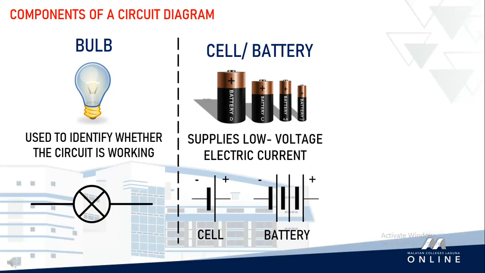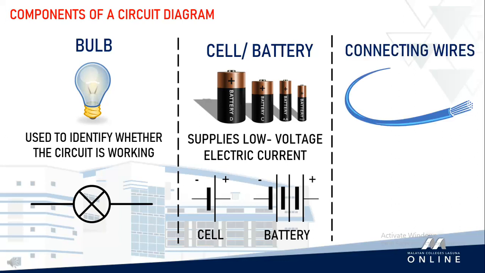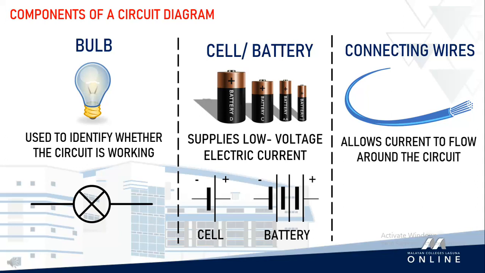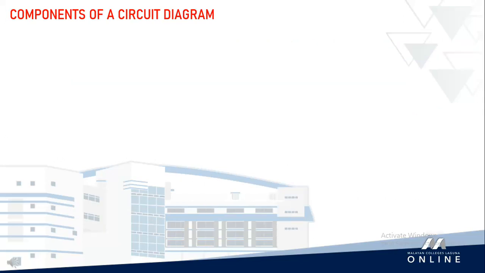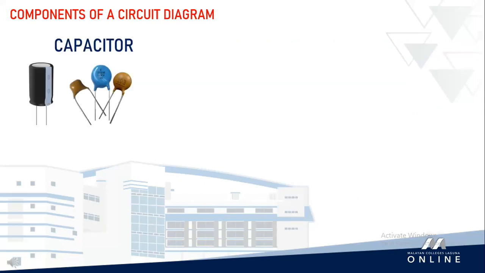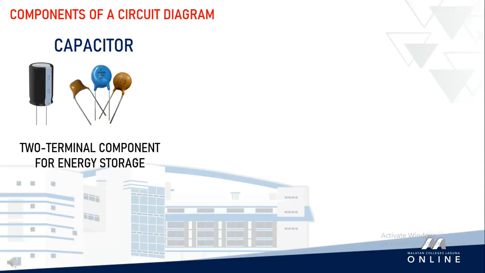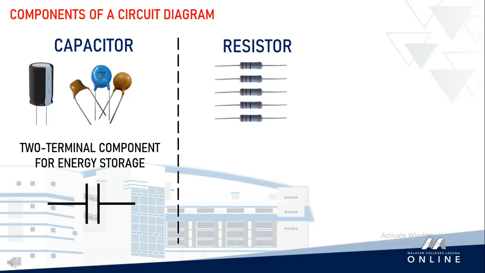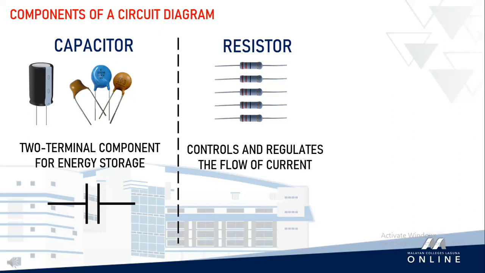It will not be much of a circuit without a connecting wire. These connecting wires allow current to flow through from one point to another. We can represent this as a straight line. A capacitor, which we had in the previous module, is a two-terminal electrical component for energy storage. We can use either of these two schematic diagrams, depending on the type of capacitor that we will use in the circuit. Next is a resistor. This component controls and regulates the flow of current. In symbol, we represent it as this.